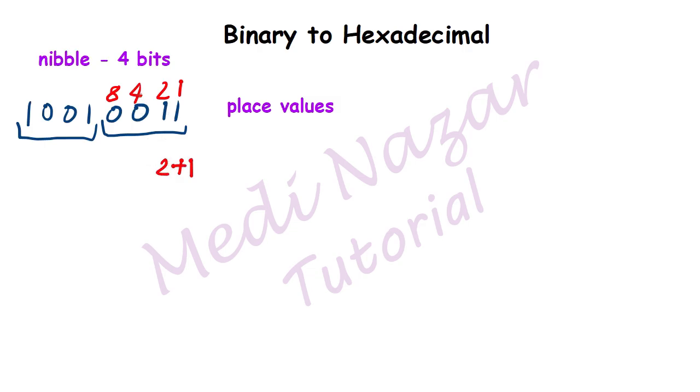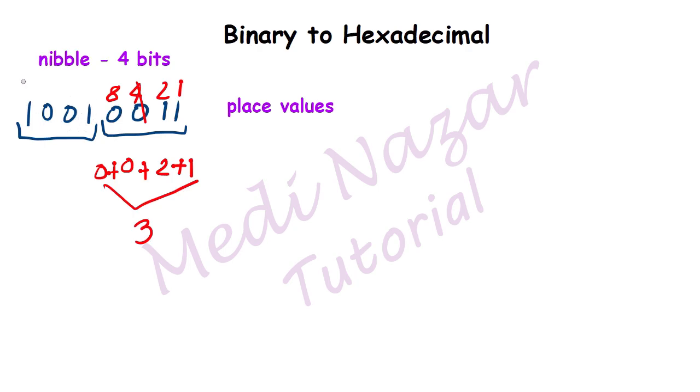We will multiply 0 to 4 and it will give us 0. And then we will multiply 0 to 8 and it will give us another 0. So the sum here will be 3. It means that this nibble or this group is equivalent to 3. Okay, then we will do the same to the second nibble or second group of 4 bits.